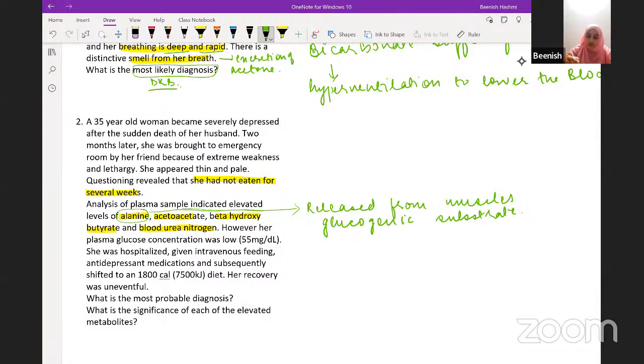Then acetoacetate and beta hydroxybutyrate. What are these? These are your ketone bodies, okay? They are the alternative metabolic fuels, because the acetyl CoA that is formed cannot enter the TCA cycle due to the unavailability of oxaloacetate, a gluconeogenic substrate, in the previous stage. So they go for ketone body synthesis. Then your blood urea nitrogen is elevated.